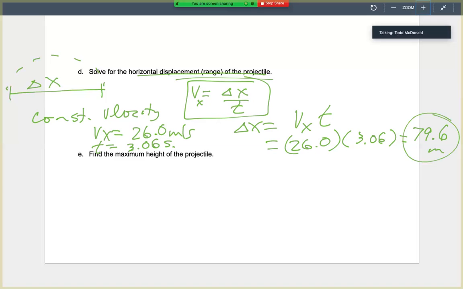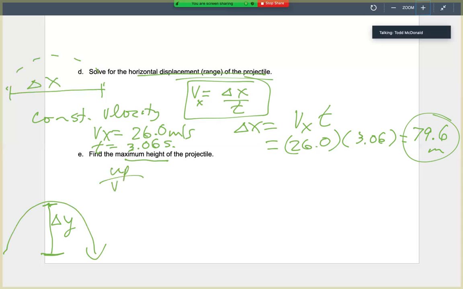Okay. What is the maximum height of the projectile? We're trying to find, for this path that it travels, we want to know from here to here, what is this maximum height? That's what we're trying to find. So how do we do that? Well, again, you can use the up or the down. I'm going to use the up again.